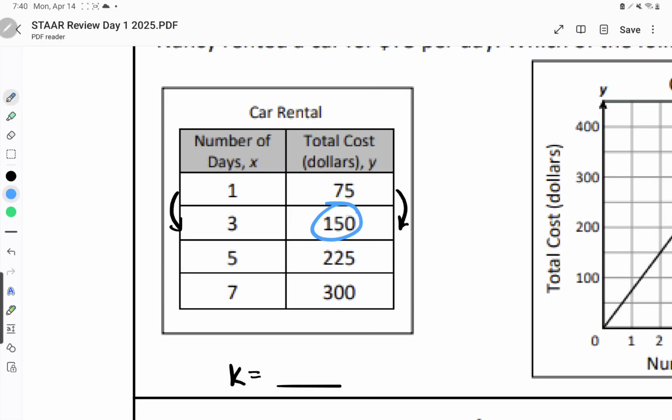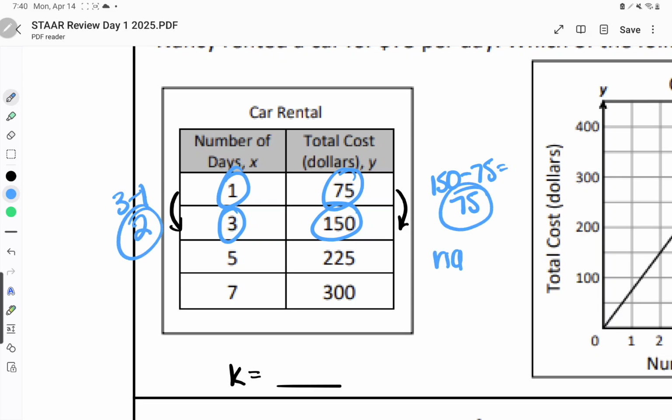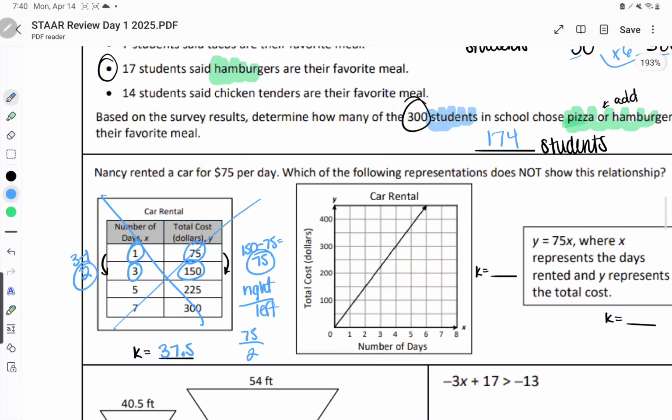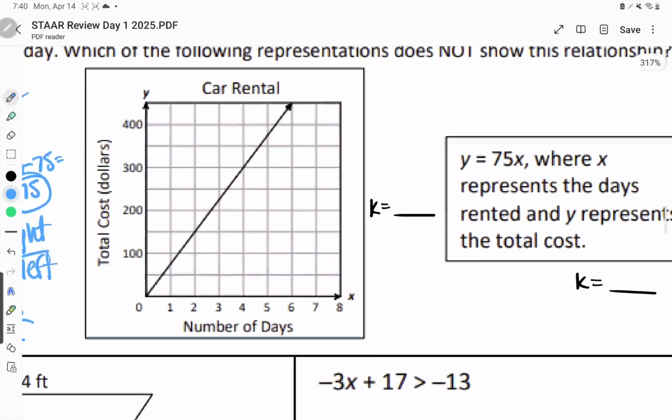Remember, we do our bottom number minus our top number. So we would have 150 minus 75. And that would give me 75. And then here we have 3 minus 1, and 3 minus 1 gives us 2. So we have right side divided by left side because this is a table. And that would give me 75 divided by 2, which gives me 37.5. That one's not it because as she said, $75 a day. That's not $75 a day.